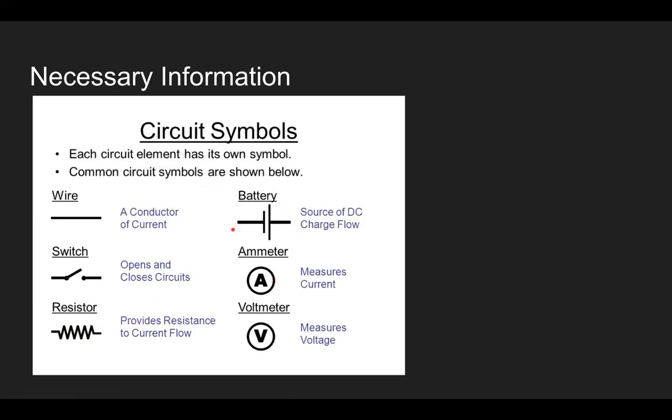The battery. You can't have a circuit without a battery. It provides the power, the source of DC charge flow. The ammeter measures the current. Ammeters are always put in series with the resistance, and voltmeters are put in parallel with what you're measuring the voltage of. All right, that is done.